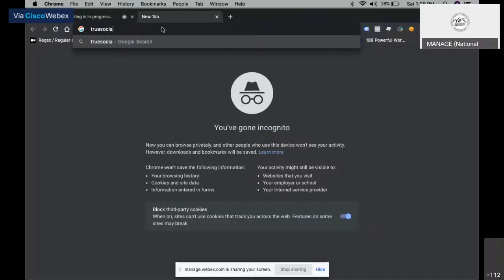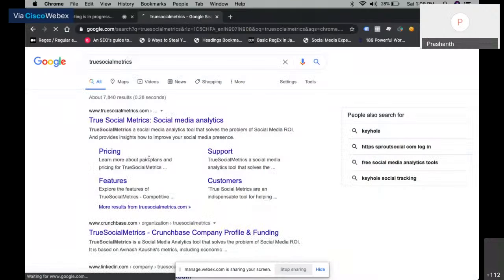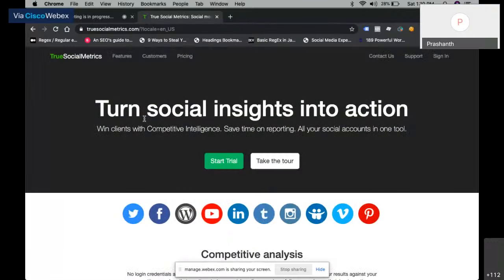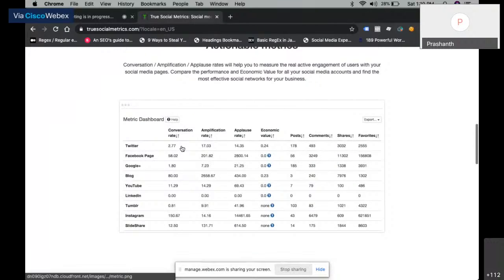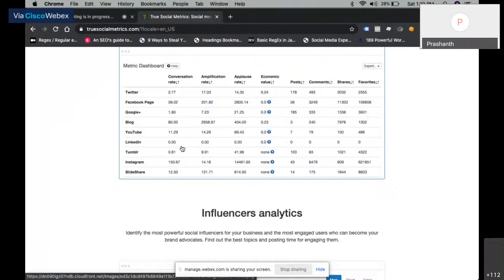Just to add, this might help you. There's something called True Social Metrics. A lot of people only focus on shares and all this. But there is so much more in social media when it comes to numbers. This is one company which will help you go deeper and deeper with numbers. You can find something called applause rate, amplification rate, conversation rate, not conversion rate.